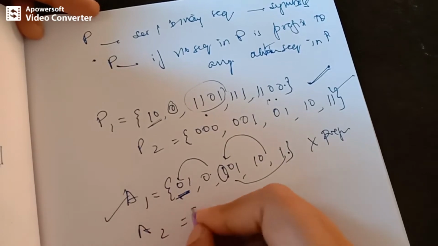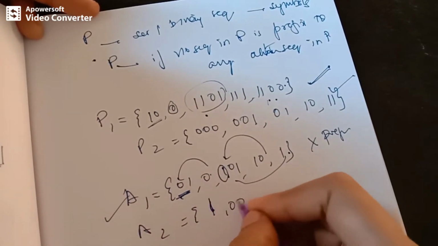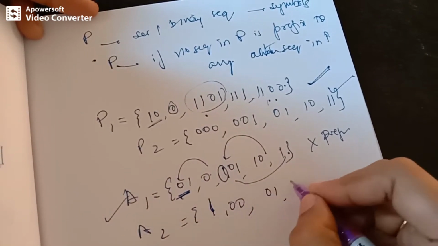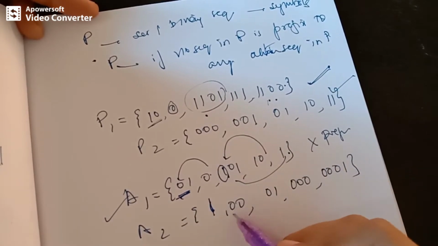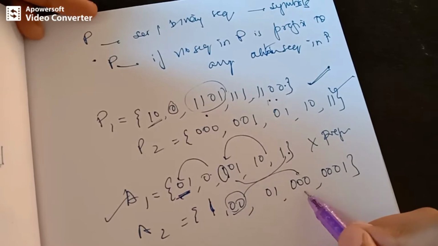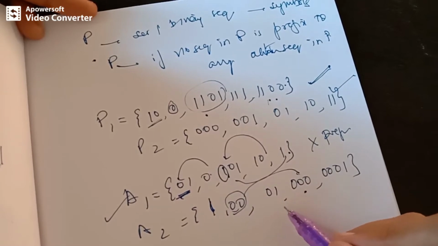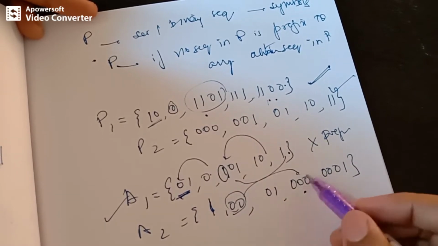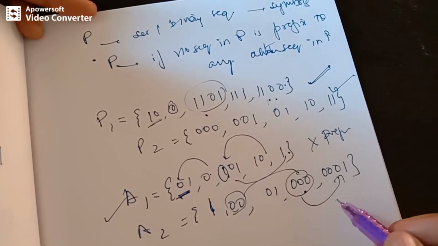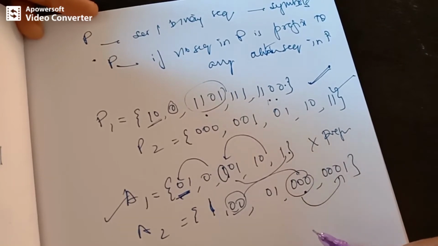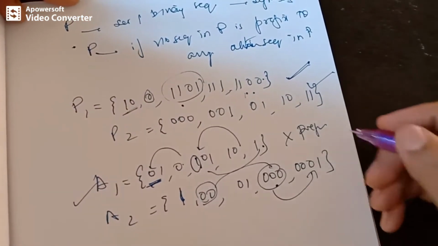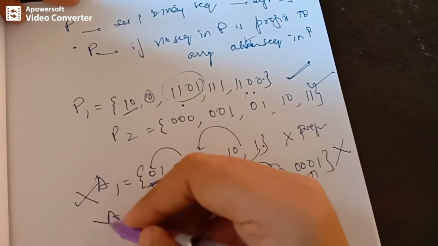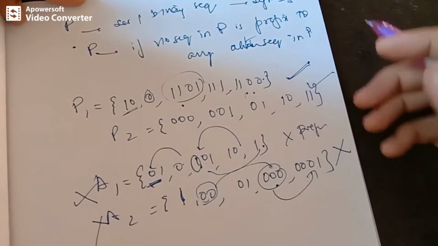Let us consider this set 1000, 1000 and 0001. What about this? You can observe this is a prefix to this code. Likewise, this is a prefix to this code. Okay? So, we can clearly say that these two sets are not prefix codes, whereas these two are prefix codes.